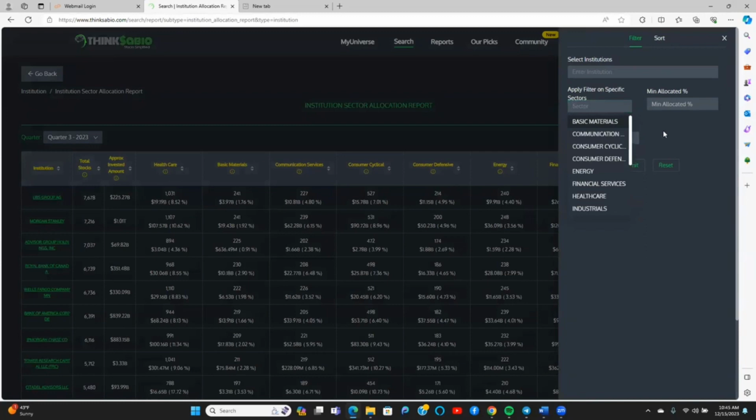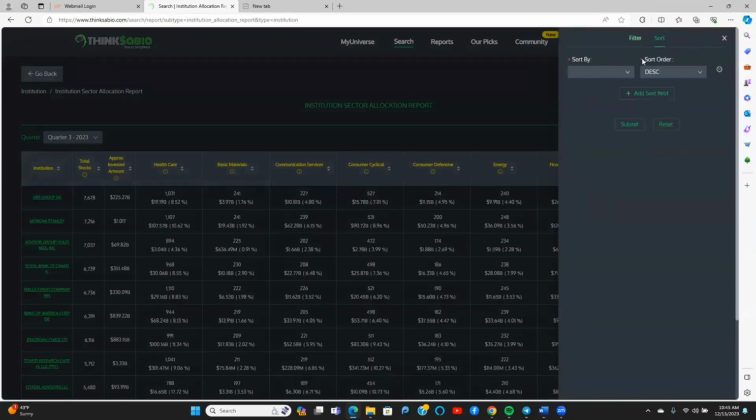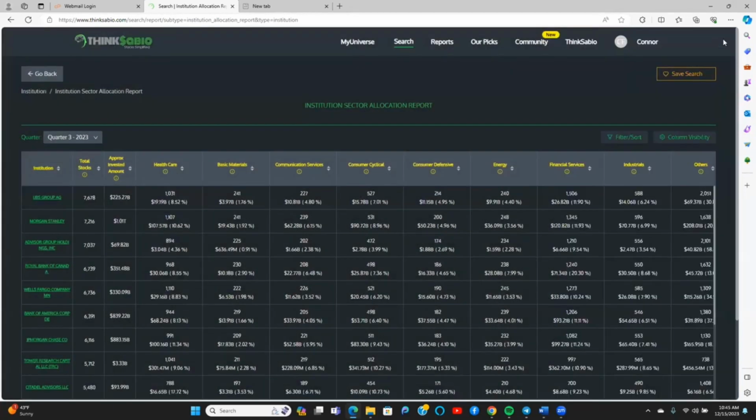Maybe you wanted to only see institutions that were investing at least 5% in basic materials. You would just click on basic materials, then click on 5% and type in 5% as the minimum allocated. That's just one way you can customize this large volume data set to fit what you're looking for. Then from sort, if you didn't want to sort it by total stocks, you could sort it by approximate investment value, hit submit, and it would sort the data that way. So it's customizable for what you're looking for.